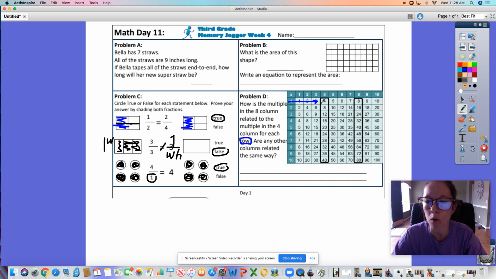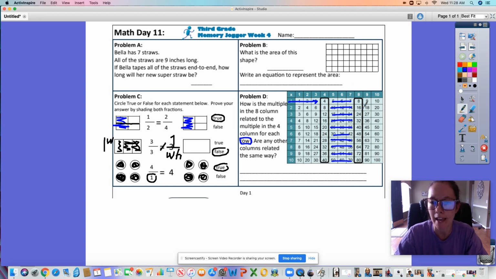So how is 4 connected to 8? And how is 8 connected to 16? And how is 12 connected to 24? And how is 16 connected to 32? And 20 to 40? And if you keep going, how is the number that's in the same row connected to the other number? And one thing you should notice is that the number 4 is half of 8.